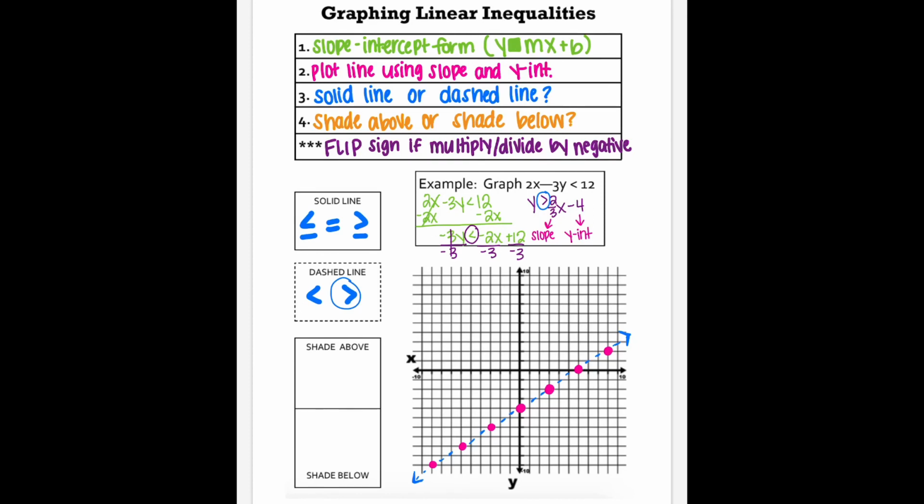So we've got our line done, but now to finish off graphing this inequality, we have to think about if we're going to shade above it or if we're going to shade below it. Okay, well, if you're going to shade above, that means you have a greater than, or greater than or equal to. If you're going to shade below, that means you have a less than, or a less than or equal to. We have a greater than, so we need to shade above.